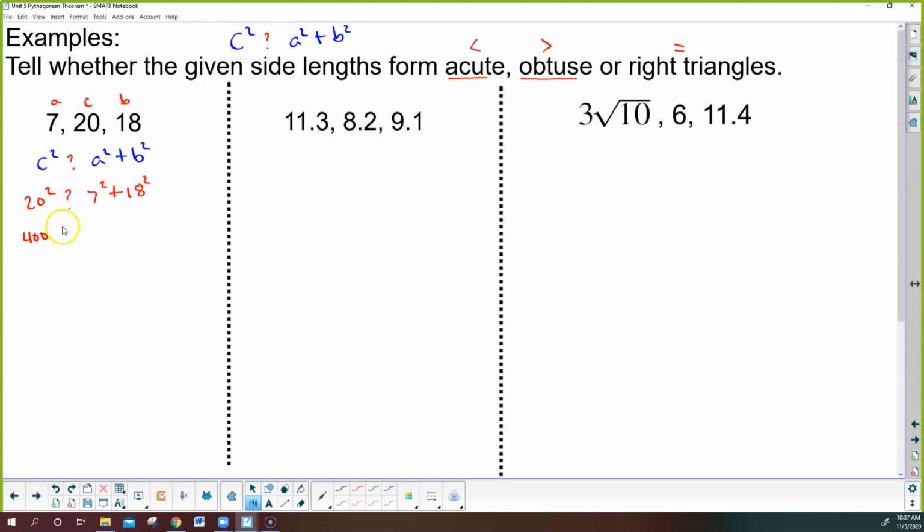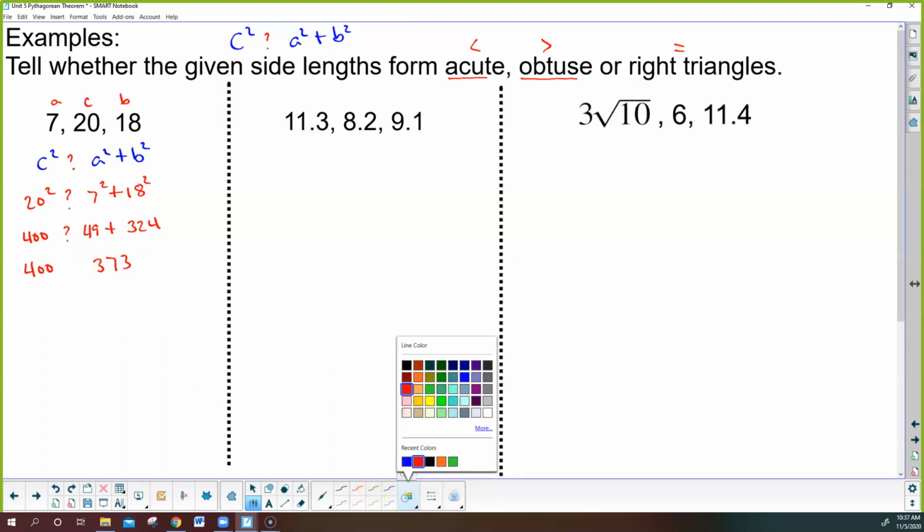And then 20 squared is 400. 7 squared is 49. 18 squared is a big number that I'm going to cheat and use my calculator for. And then we can add these two together. Now I can determine the relationship.